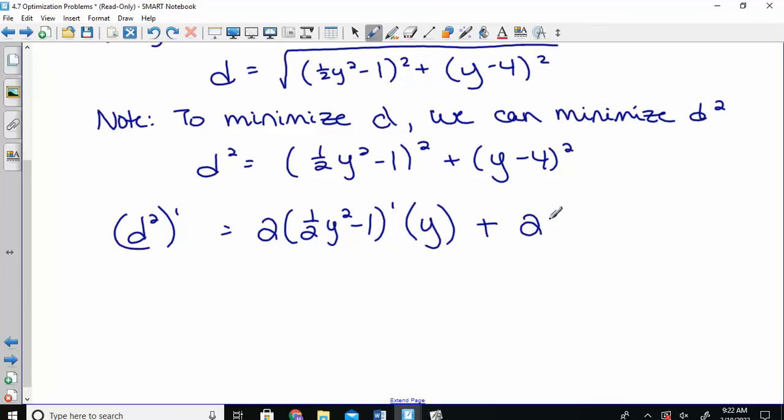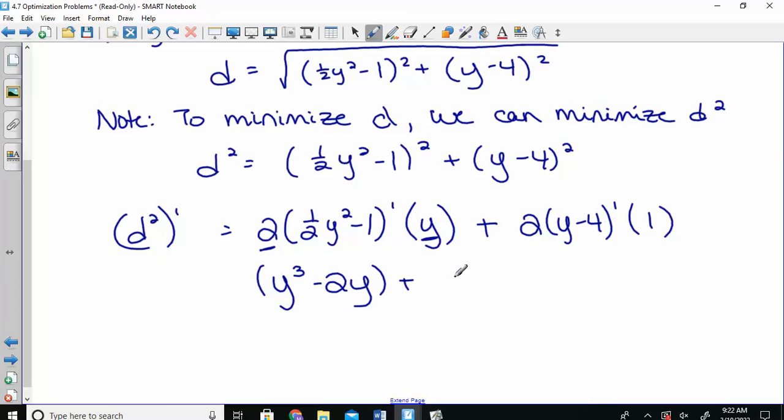Plus, this one, 2 comes down, inside stays the same, subtract 1 from the power, derivative of the inside is just 1. So if I distribute a 2 and a y through here, I get y cubed minus 2y. Distribute the 2 here, that's 2y minus 8. So we get y cubed minus 8.